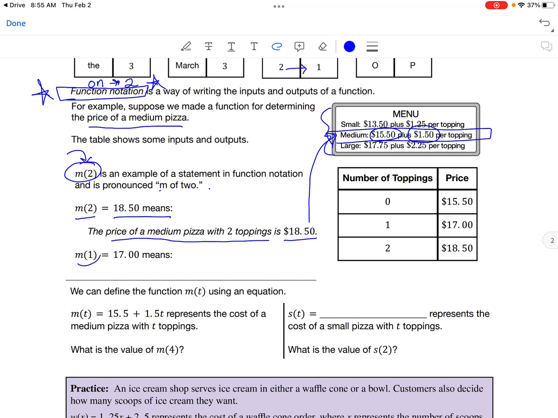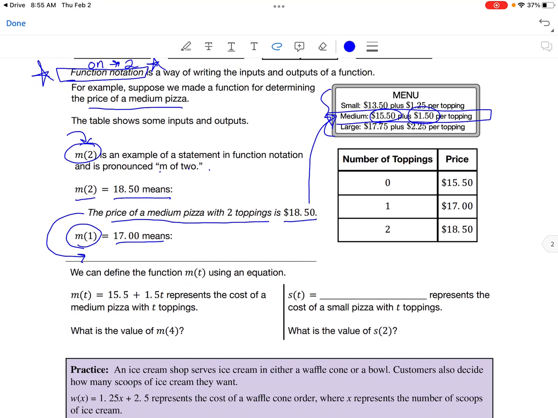Okay, you're going to write this here. What does m of 1 equals 17 mean? So it's going to be a similar sentence to this above, but it's a different number of toppings. Here's us putting it in a kind of an XY chart. We have number of toppings, and then we have the price over here.